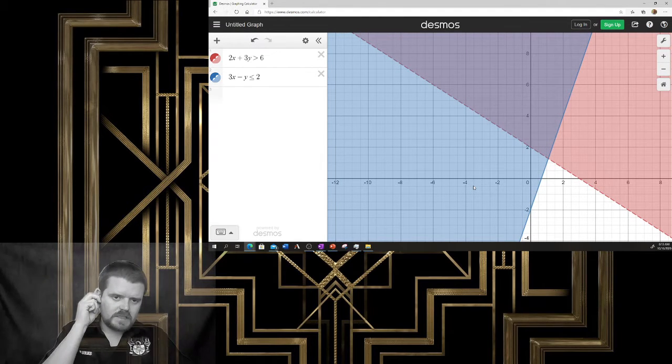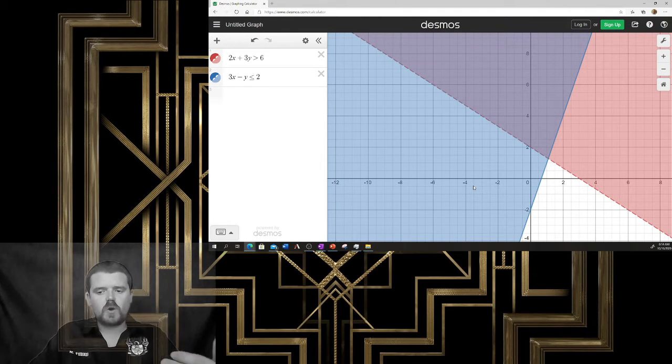Now, here's the thing with systems of inequalities. With systems of equations, we said you could have two solutions, or you could have one solution, you could have no solutions, or you can have an infinite number of solutions. With systems of inequalities, we're either going to have an infinite number of solutions or no solutions.